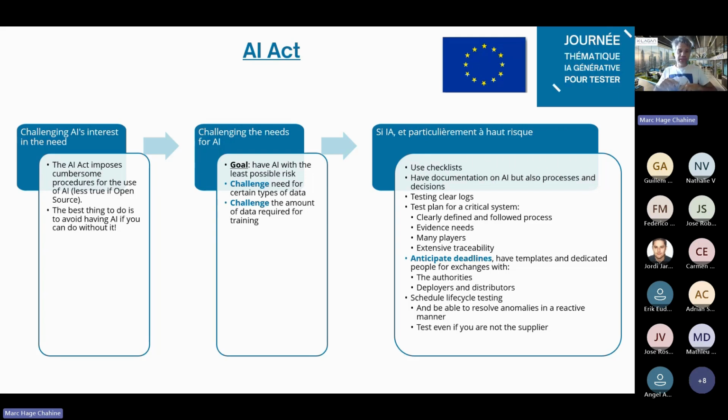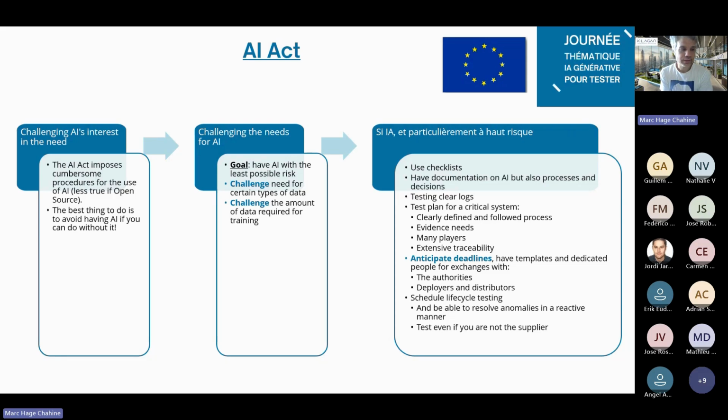The first one is to do shift left, a really big shift left. You need to challenge the interest of AI and the need, like for frugal AI. The AI impact imposes a lot of procedures, so the best thing to do is to avoid AI, even if, as you have seen, with a low risk AI you will not have a lot of things to provide.